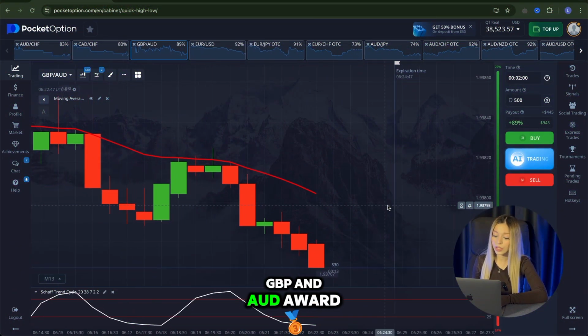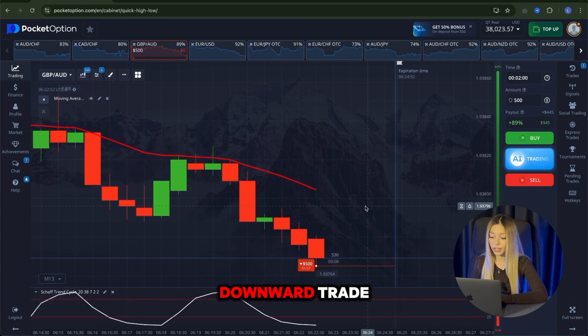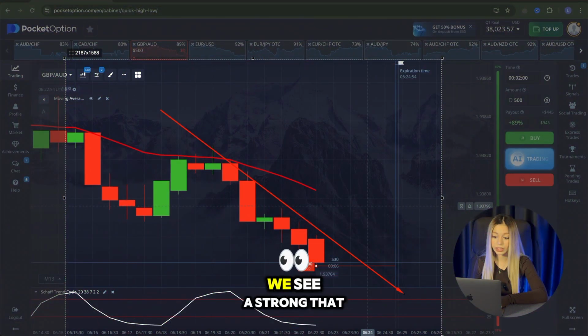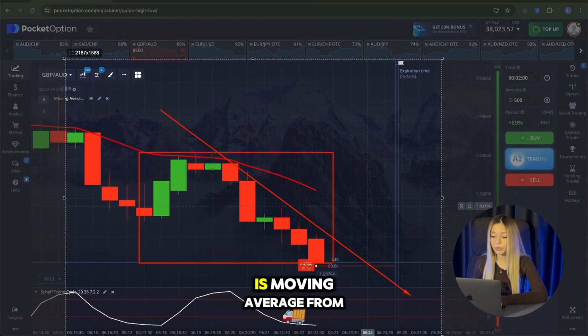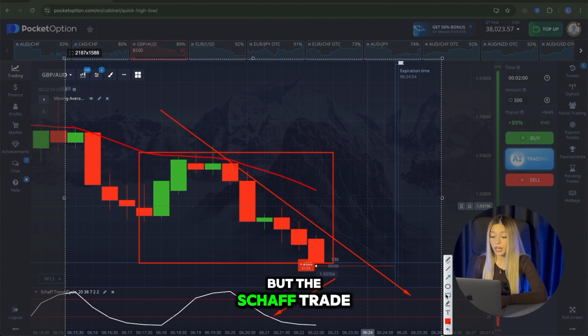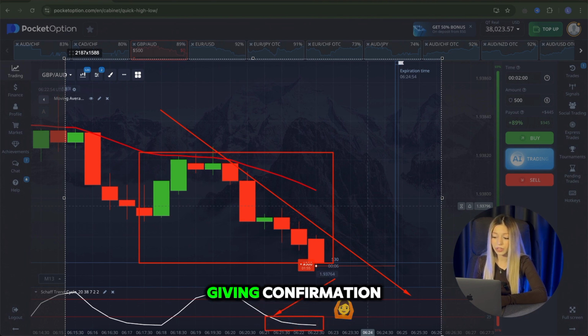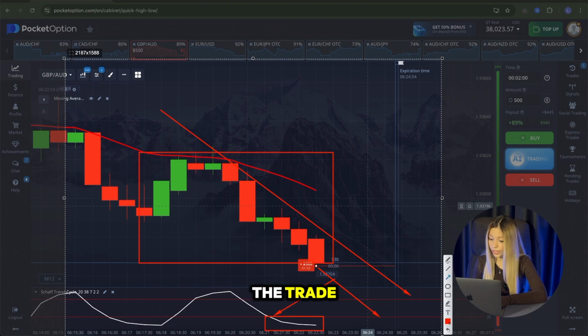GBP and AUD is our next pair, and I'm immediately opening a downward trade. We see a strong downward trend, and the price crossed the moving average from above some time ago, but the Schaff Trend Cycle is just now giving confirmation, so we confidently enter the trade.